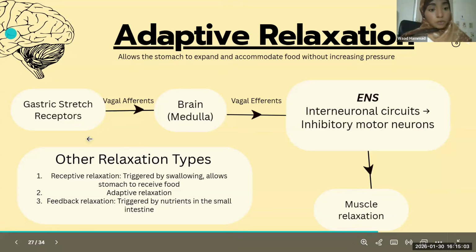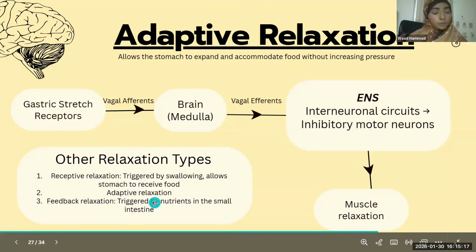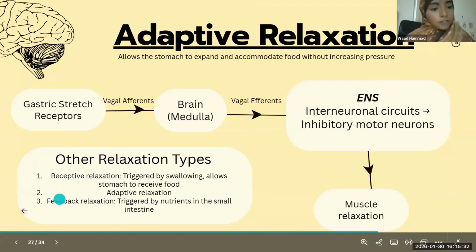There are also two other relaxation reflexes in our gastrointestinal system. I mentioned the first at the very beginning of the session, which is called receptive relaxation, which is triggered by swallowing, and it allows the stomach to receive food. So when food is coming down our esophagus, the inhibitory neurons activate and release VIP and nitric oxide so that our lower esophageal sphincter and the cardia of our stomach relax so that food can easily come in. That's basically what receptive relaxation is.